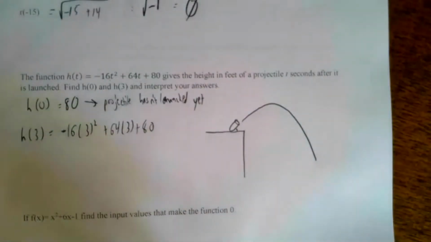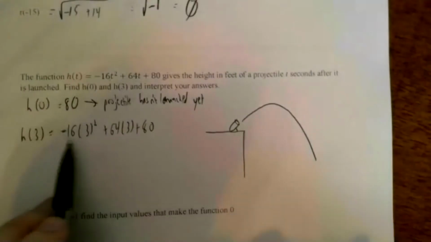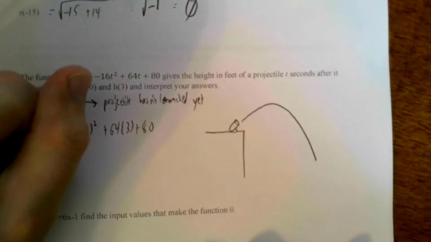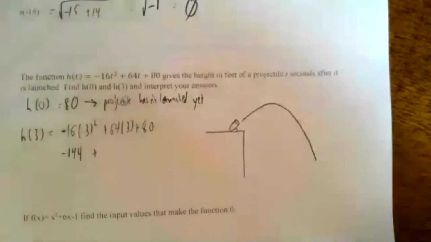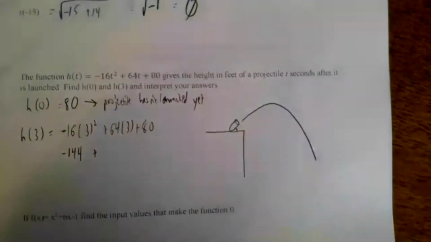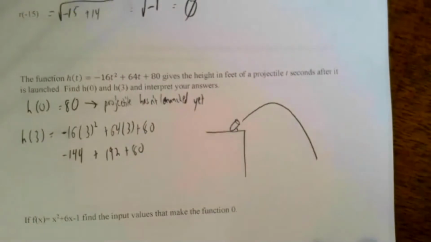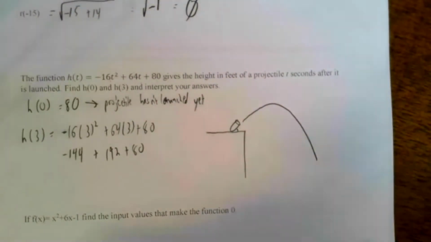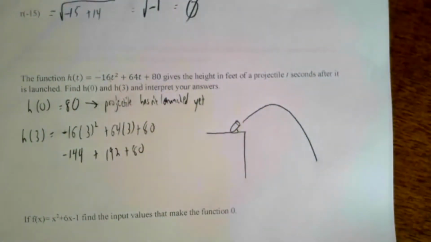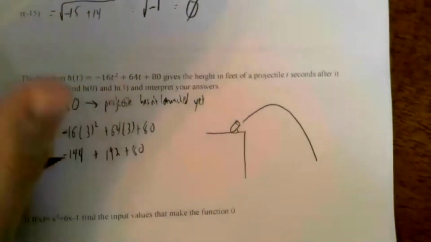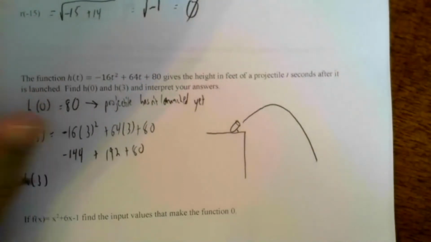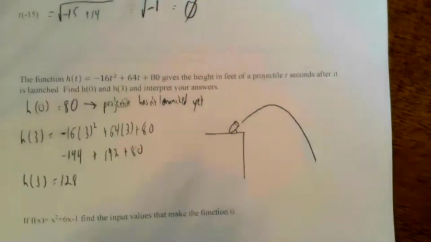Okay, and then we can just simplify that down, right? So we'll have negative 16 times 9, so we have negative 144 here, plus 64 times 3, which is 192, and then plus 80. Okay, so negative 144 plus 192, and then plus 80. We get 128. So h of 3 is 128.